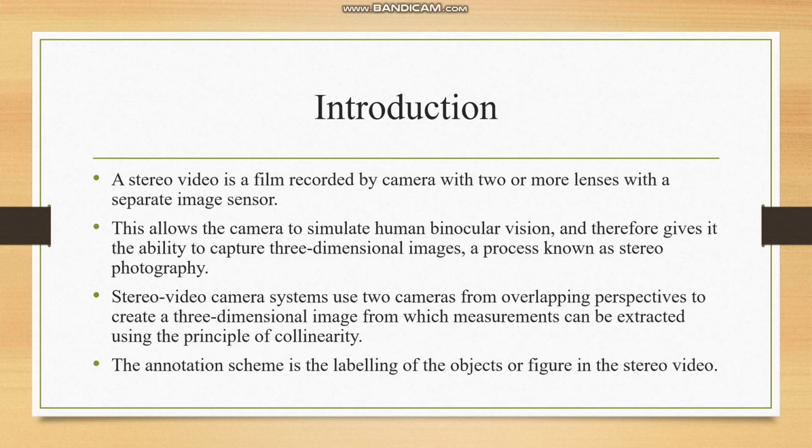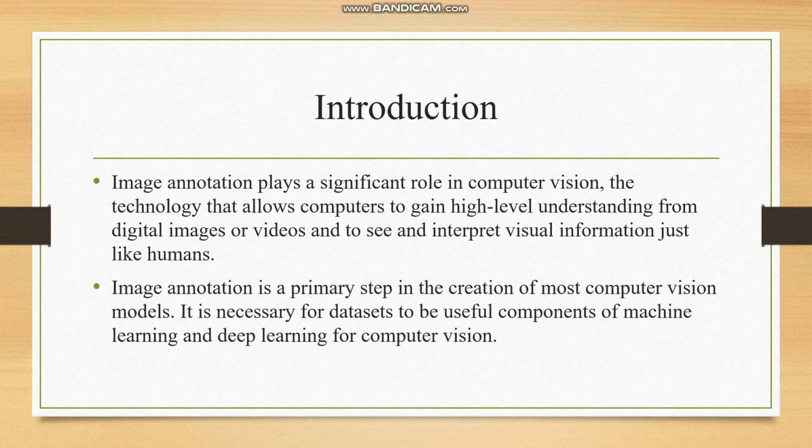The annotation scheme is the labeling of the objects or figures in the stereo video. Image annotation plays a significant role in computer vision, the technology that allows computers to gain high-level understanding from digital images or videos and to see and interpret the visual information just like humans. Image annotation is a primary step in the creation of most computer vision models. It is necessary for datasets to be a useful component of machine learning and deep learning for computer vision.